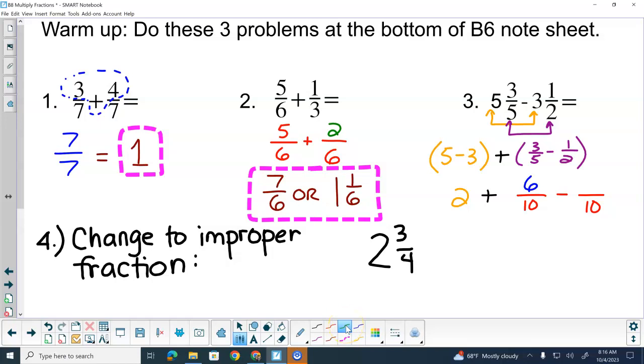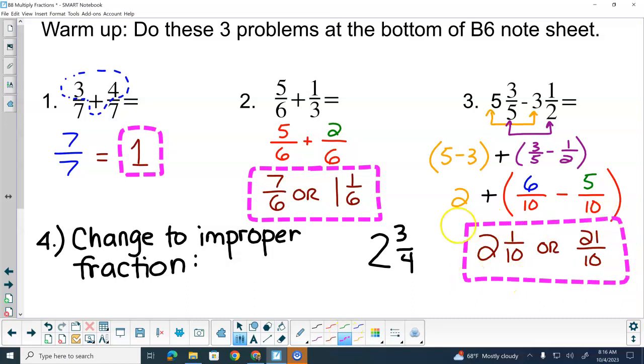Second fraction gets adjusted to be 5 over 10, because we multiplied by 5. 5 over 10. 6 tenths minus 5 tenths is 1/10. So we could go here, 2 and 1/10. Or if we did it the other way, we would have gotten 21 tenths. Okay. Changing to an improper fraction.